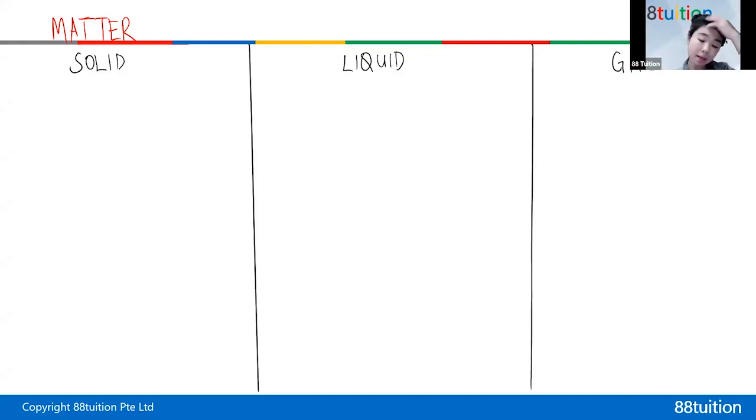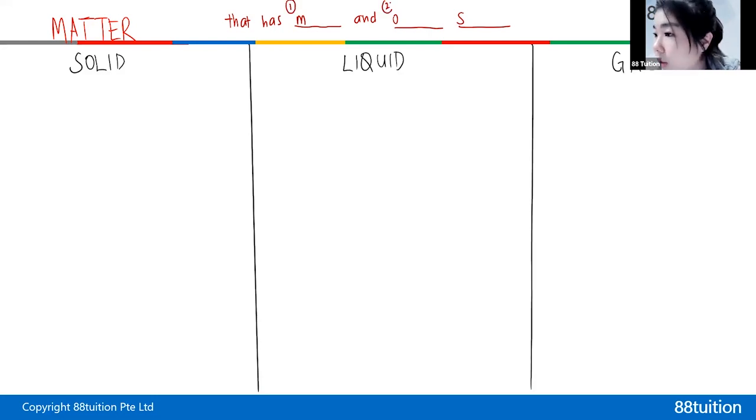Okay, so if you recall, matter is anything that has mass and occupies space. Can you fill in the blanks? In order for something to be considered matter, it needs to have this and it needs to do this. Do you remember? Yes. What is the first one? It has what? Mass. Very good.